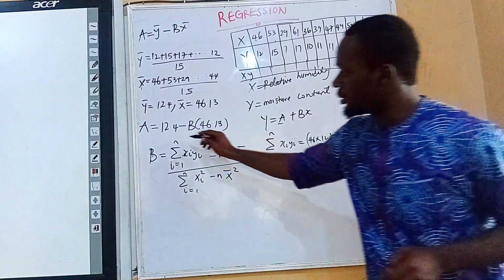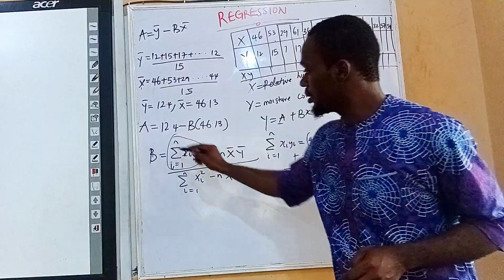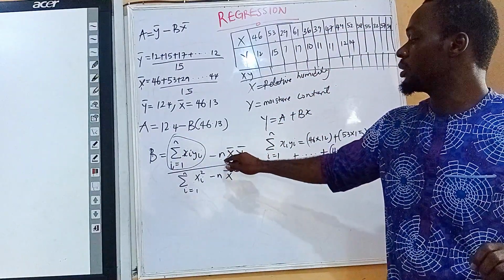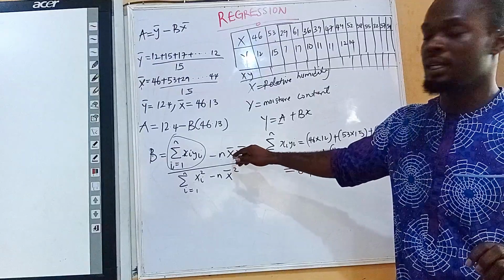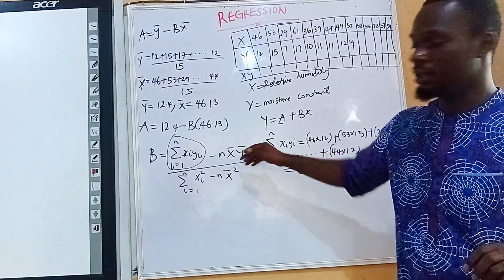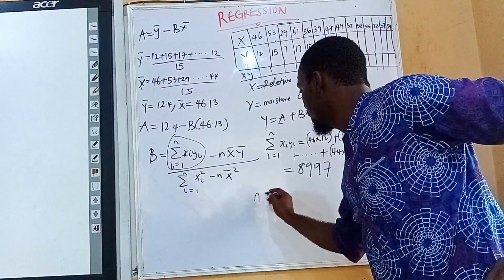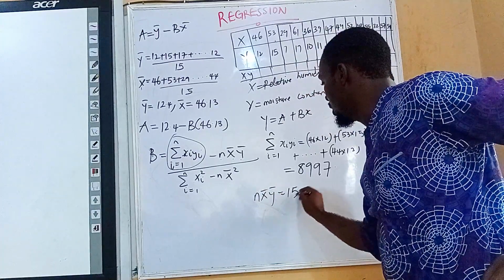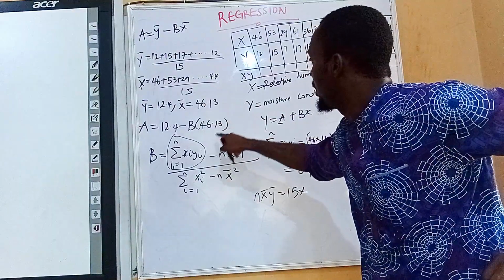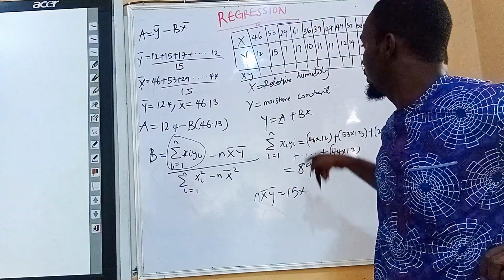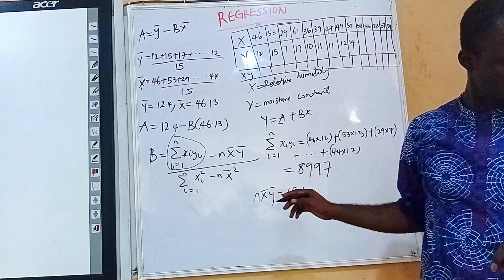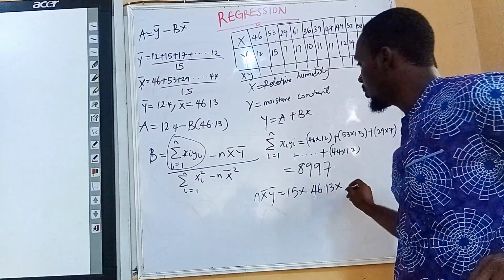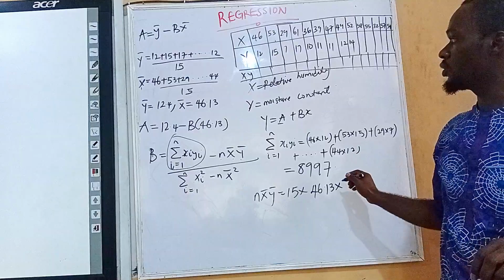So this one is saying to multiply the number of samples times mean of S times mean of Y. Our n is 15. Our S bar is 46.13 and our Y bar is 12.4.